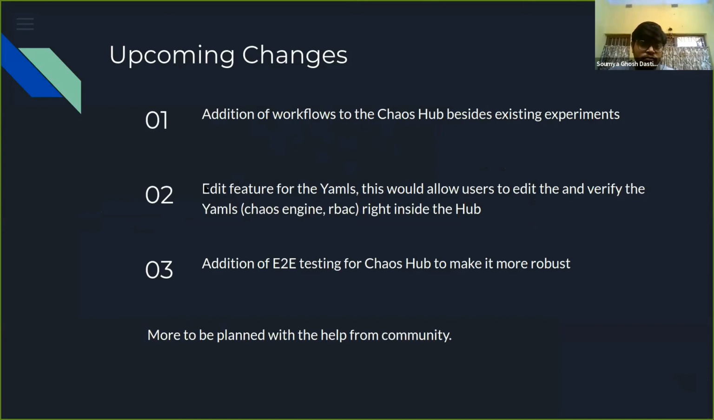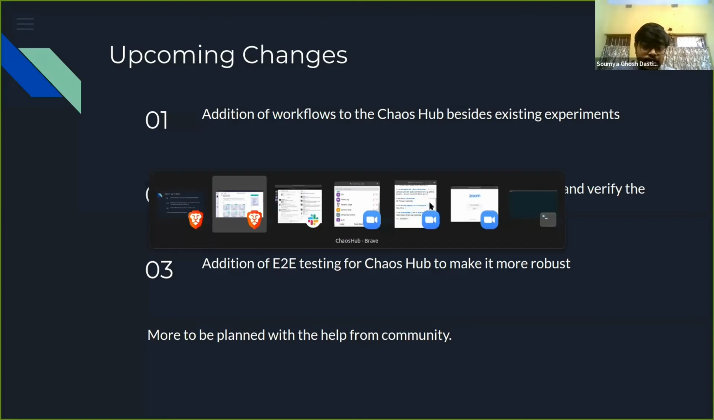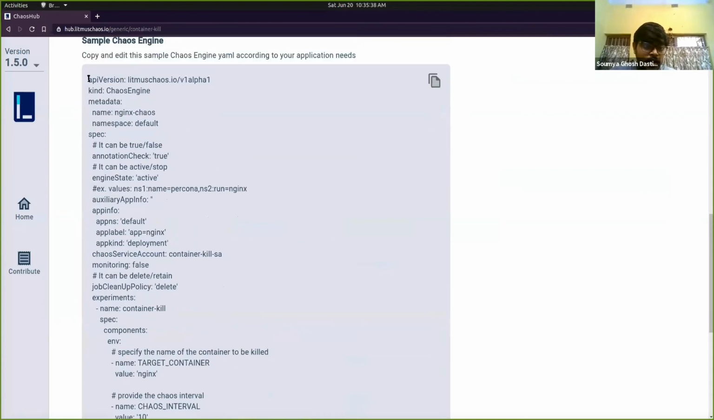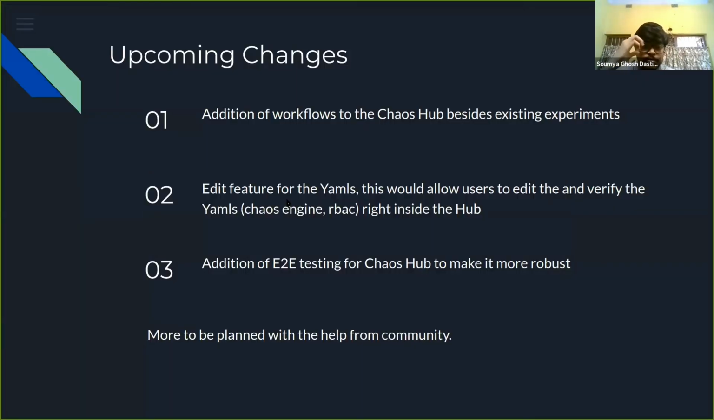The second most important feature that we are planning on adding is an edit feature for the YAMLs. This would allow users to edit the YAML that I just showed in the experiments page, like this one. We'll enable users to edit the YAML file right inside the chaos hub. That will be much easier for users, and also we'll be able to verify the YAML so that they do not face any errors later on. We'll be adding that feature in the next possible releases. That will be one important feature that we want to add.